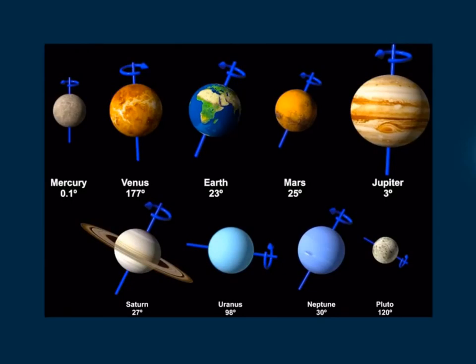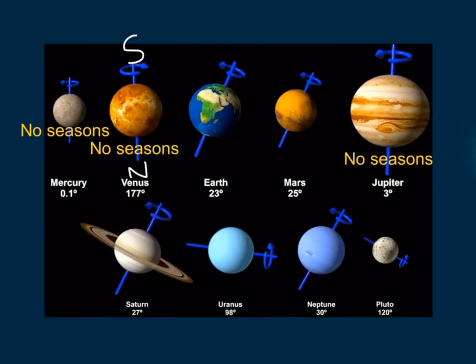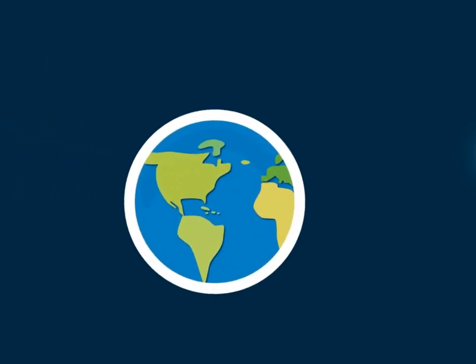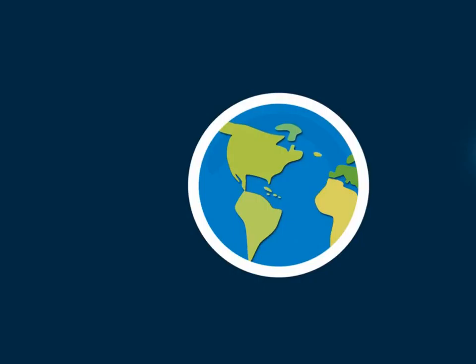Let's compare the axis tilt of the different planets. Looking at Mercury, Jupiter, and Venus, we see that these planets are almost straight up and down. However, Venus has poles that are almost reversed. All of these planets have no seasons. Uranus and Pluto are tilted almost 90 degrees, which gives them extreme seasons. All the other planets have tilts similar to that of Earth's, and therefore have similar seasons.